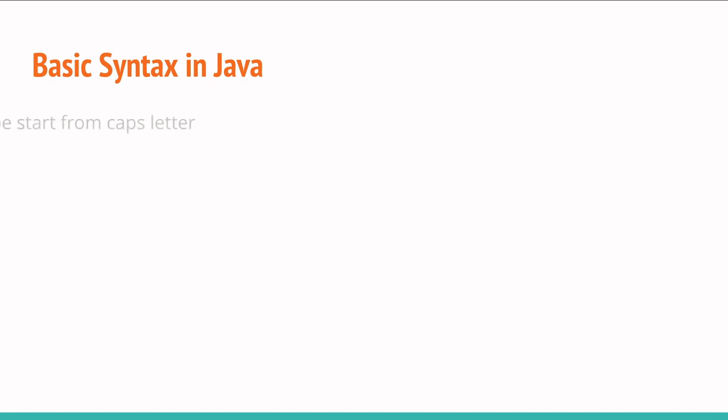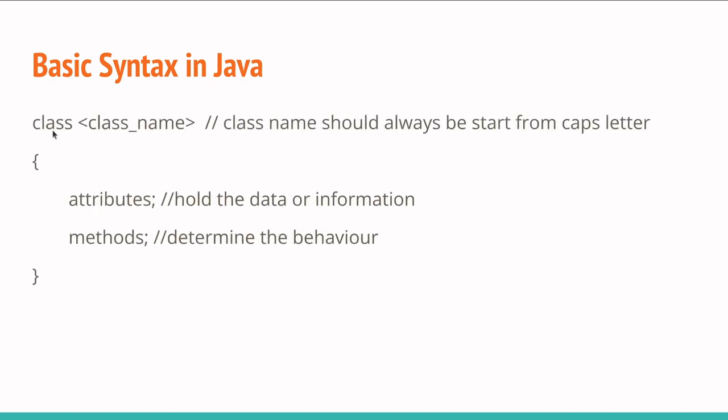So, basic syntax in Java. We have to follow this syntax. The class keyword we have to use should be in lowercase, and the class name will always start with a capital letter. Attributes and methods: this is the data member and this is the member function. Each class will have these two things, data members and member functions. Member functions are methods, data members are attributes. These attributes and methods will be defined in camel case. So we have to follow the naming convention, right?